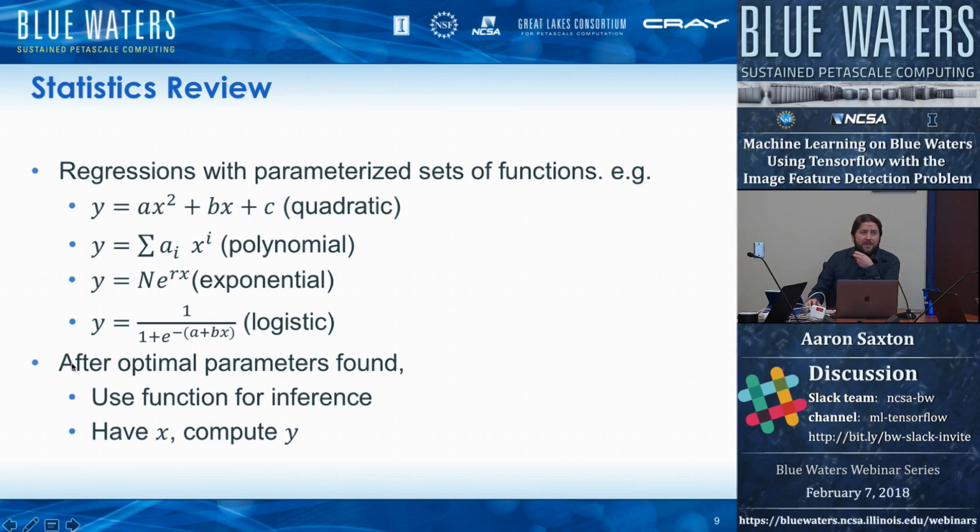So from statistics, after optimal parameters are found, the point of all this is to use that as a model for inference. Again, I emphasize that often your x sub i's are something easy to measure, your y sub i's are something hard to measure. So you want a model that you can carry with you later so that when you get new additional x sub i's, you can infer what that output should be. So have x compute y. That's the whole point of this.